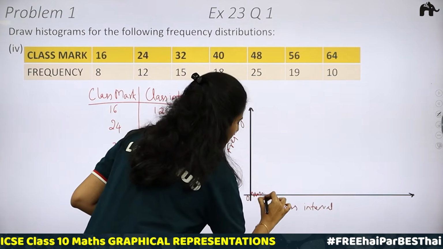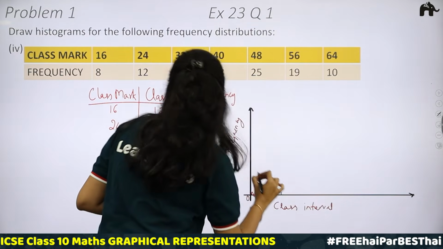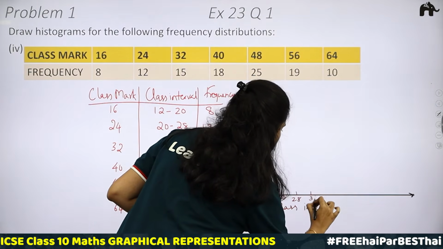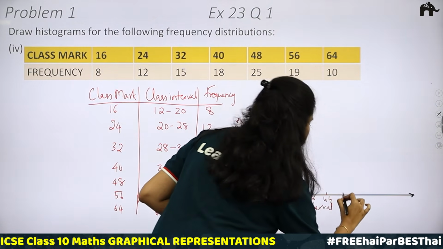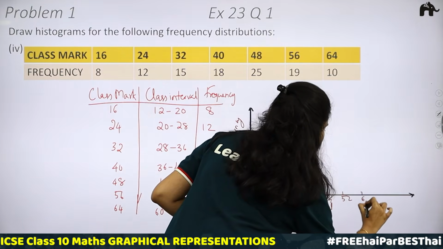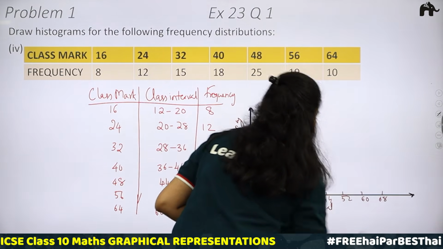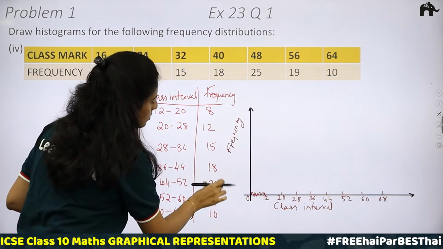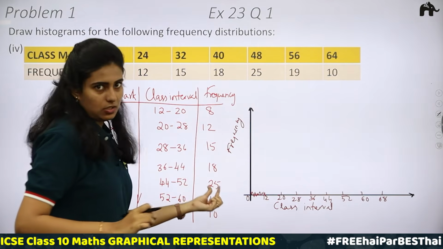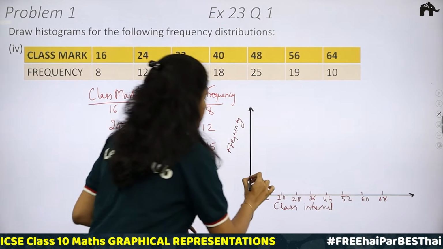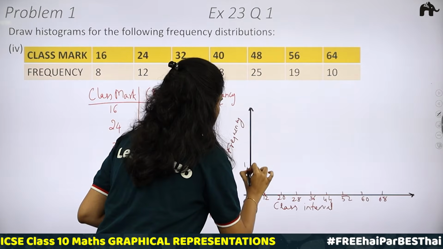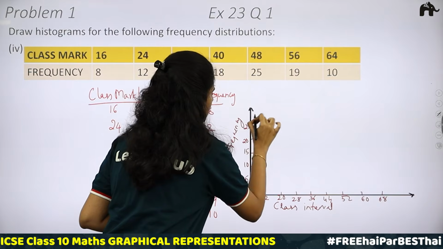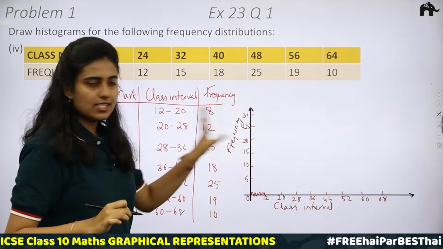Next, we will start from 12. Then we have 20, 28, 36, 44, 52, 60 and 68. Next, the frequency. Check the highest value. The highest value is 25, and 25 should be included in the interval. So I'll start with 5, 10, 15, 20, 25, 30. That is, 25 is included.